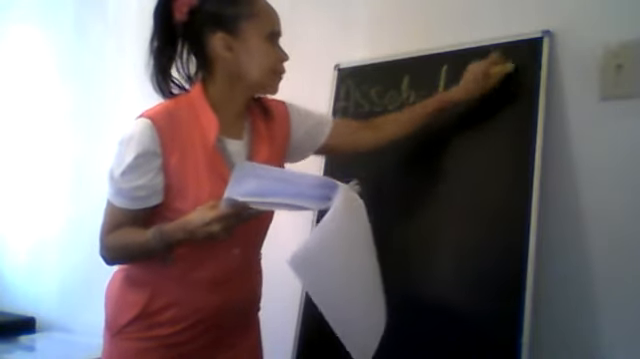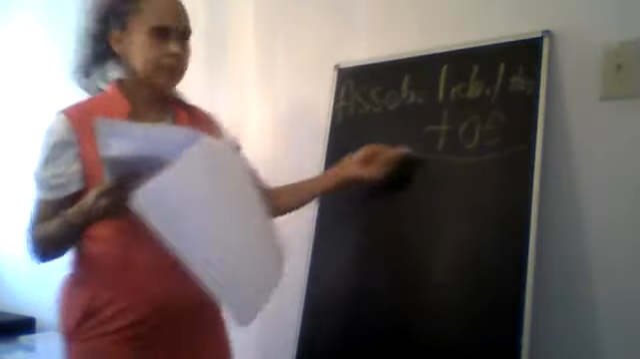Then the balance sheet. Your balance sheet is assets equals liabilities plus owner's equity, and that is the initial accounting equation. Assets equals liabilities plus owner's equity. So let's see what we have next.